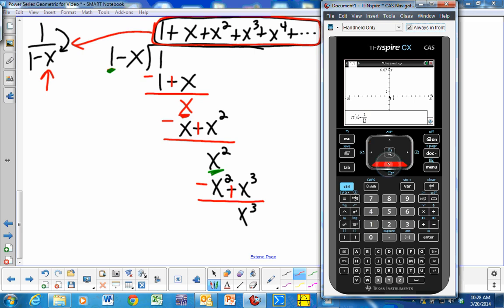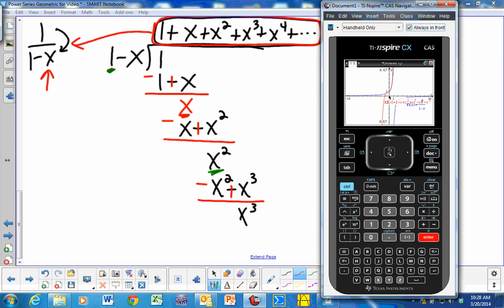Interesting. What is going on here? 1 over 1 minus x. And graph that. And now let's graph 1 plus x plus x squared. I'll do several terms because we obviously can't graph all of it. We'll graph quite a few here so that it's the same for a while. So we'll go up to x to the 4th. Let's even do one more, x to the 5th, and then hit enter.